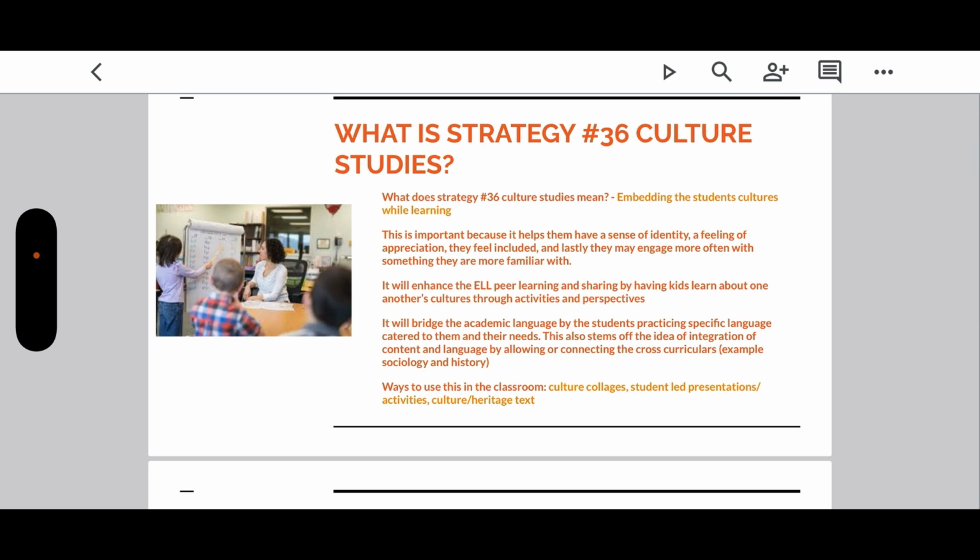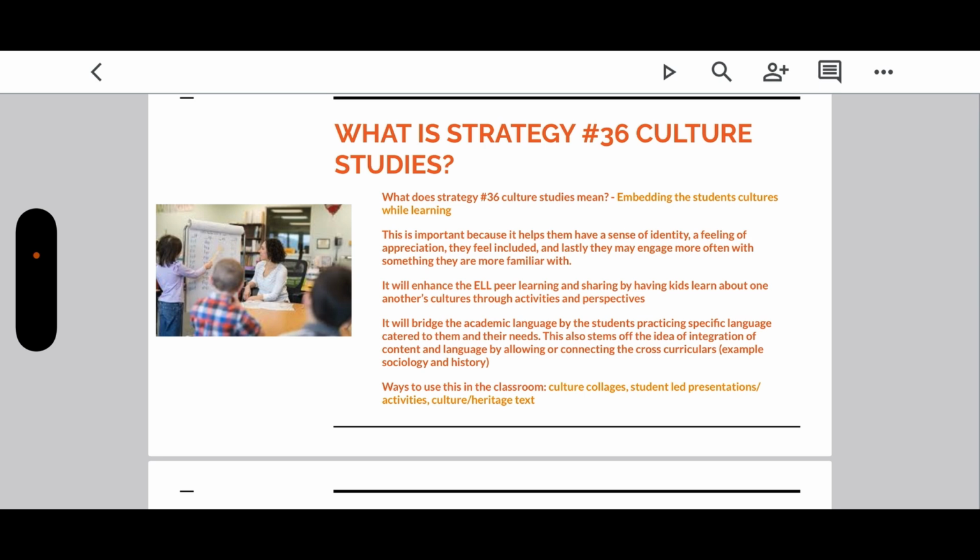So this will enhance the English language learners' peer learning and sharing by having kids learn about one another's cultures through activities and perspectives. And it will actually bridge that academic language by the students practicing specific language catered to them and their needs. This will also stem off the idea of integration of content and language by connecting the cross curriculars. So, for example, how sociology and history are kind of intertwined with one another.